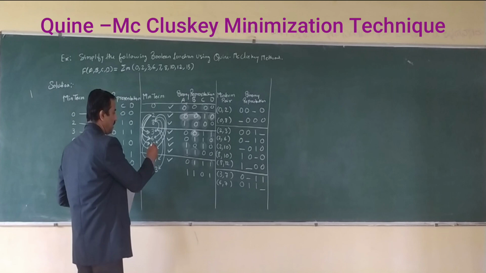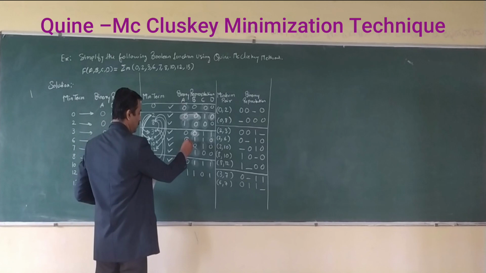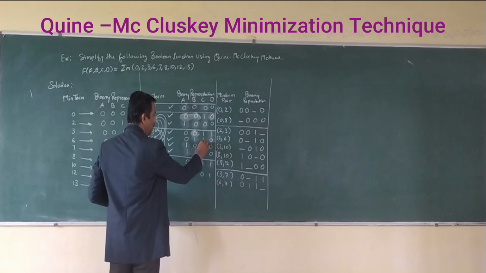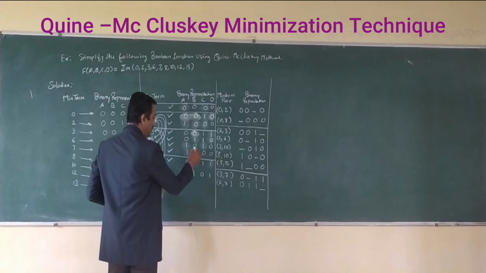So compare 6 with 13. 0, 1: the position is changing in the first column itself. 1, 1: the second bit position is remaining the same. In the third column you find here it is 1 and here it is 0. So the bit position is changing by more than 1. So I cannot compare 6 and 13.